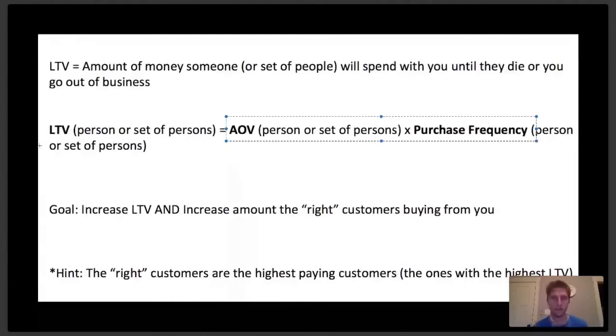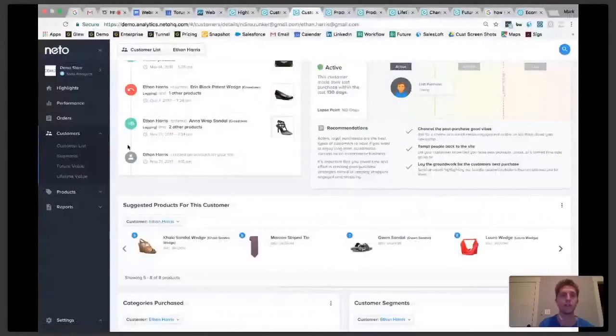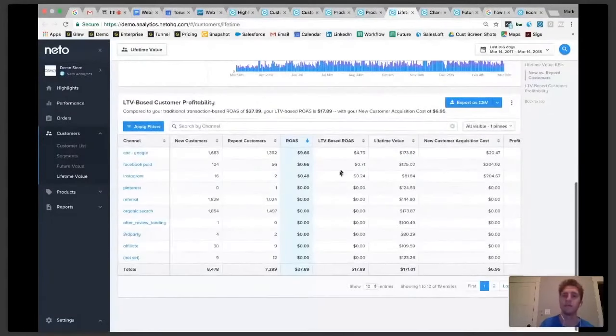Now, the third thing we're going to optimize is where. Where are you actually finding the highest lifetime value customers? In order to do this, you're going to go into customers and then into lifetime value. When you do, you're going to scroll down into LTV-based customer profitability. What this is doing is it's breaking down your sales by channel, okay?